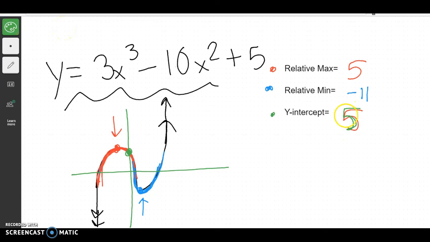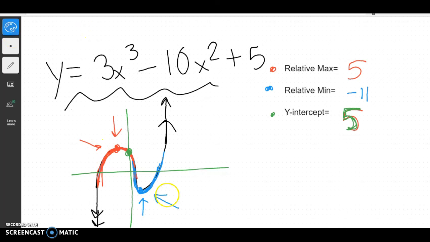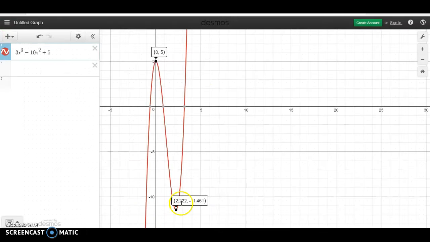Okay. So what you want to do is go through and find those different things. The relative max is the topmost part. Your bottommost part is your relative min, and where it crosses the y-axis is your y-intercept. Just try to round to the nearest whole number if you don't get a whole number, like we didn't for this point, and that's what we want to do.